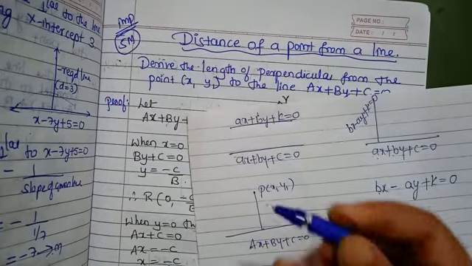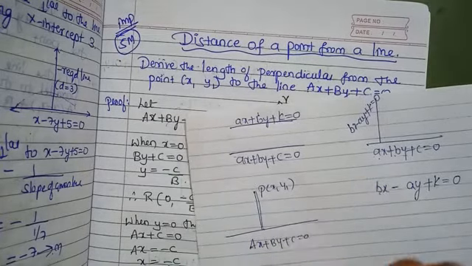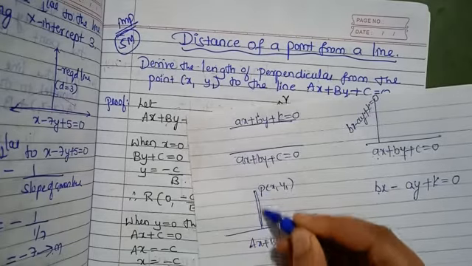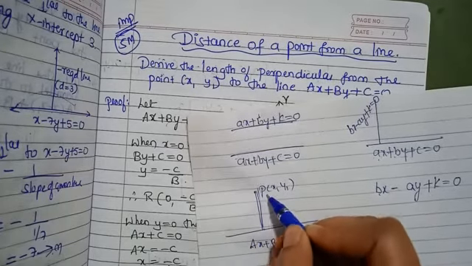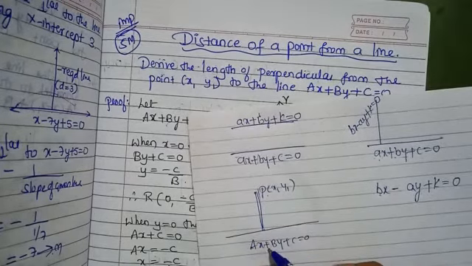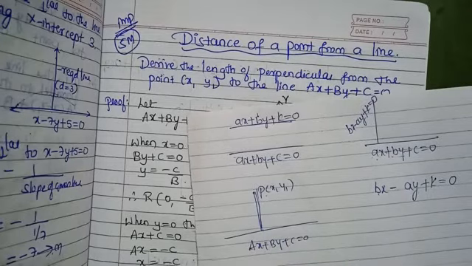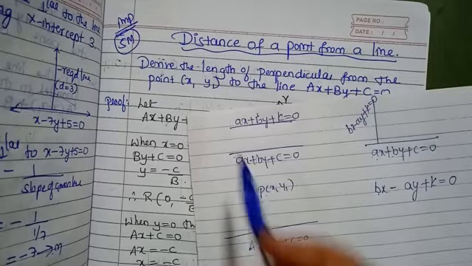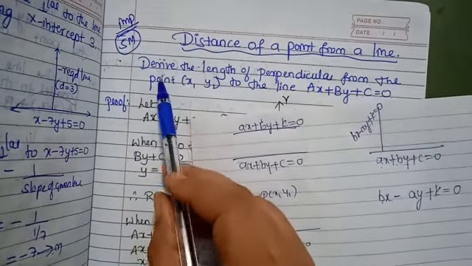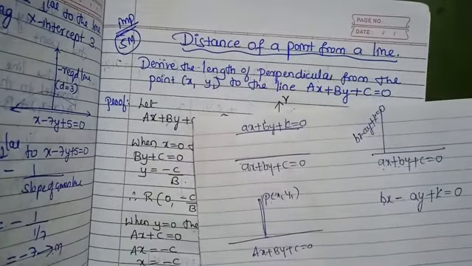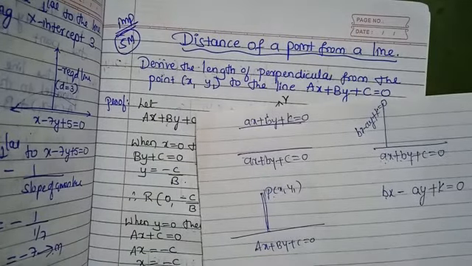So this is nothing but the length of the perpendicular from the point P to the line ax plus by plus c is equal to 0. This derivation is very important for your exam, which will ask for 5 marks. So the question is like this: derive the length of the perpendicular from the point x1 y1 to the line ax plus by plus c is equal to 0.